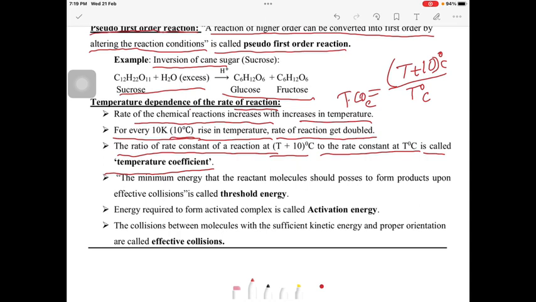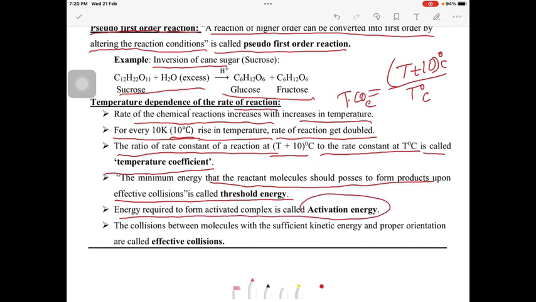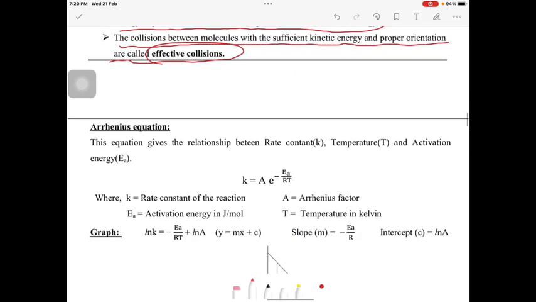The minimum energy that the reactant molecules should possess to form products upon effective collision is called threshold energy. Energy required to form the activated complex is called activation energy. The collisions between molecules with sufficient kinetic energy and proper orientation are called effective collisions.